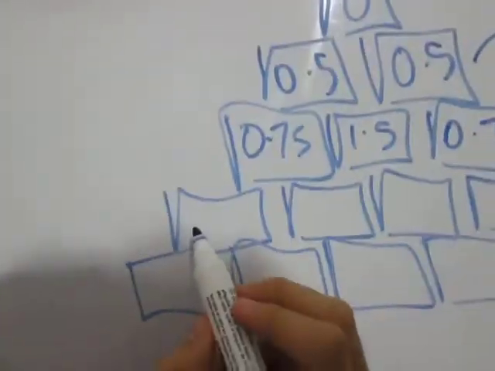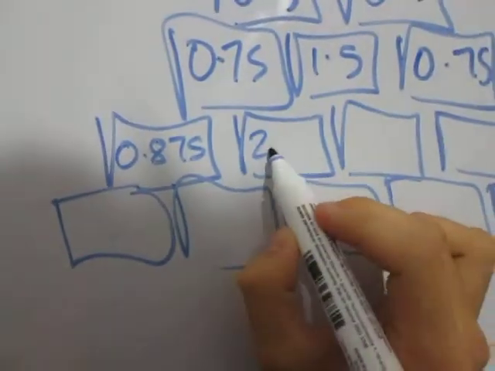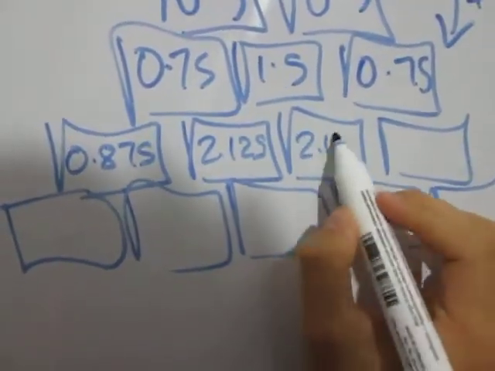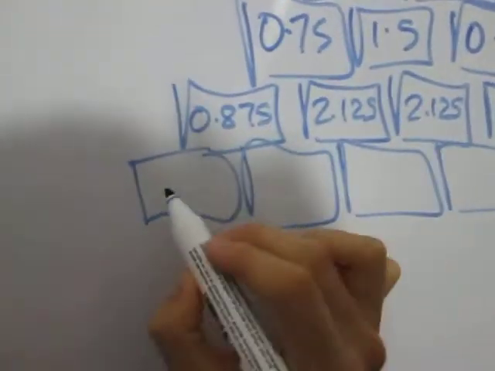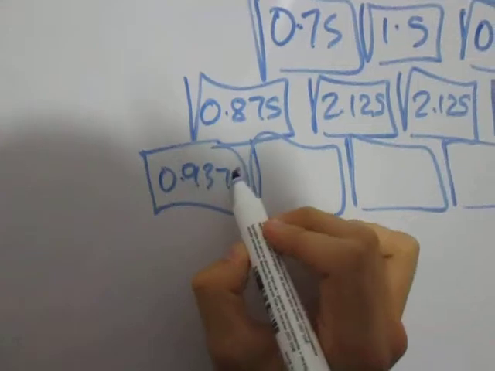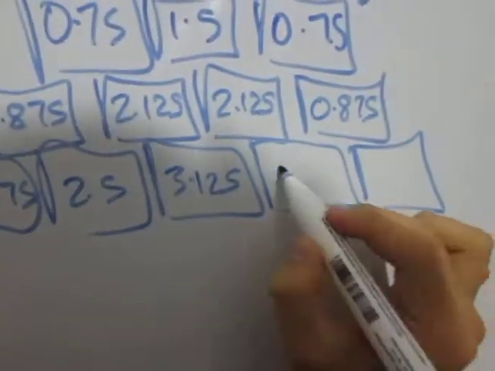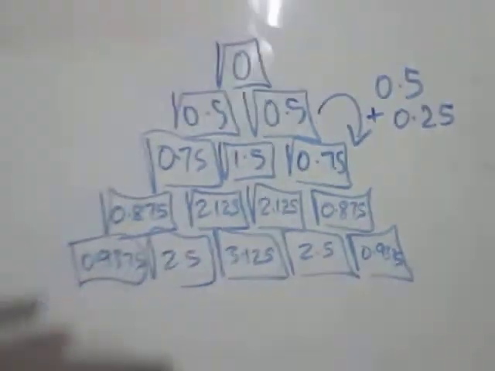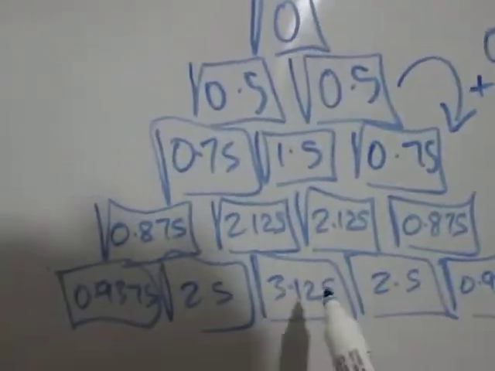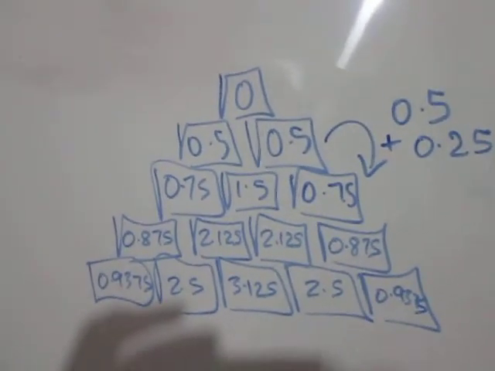And yeah, so I'll continue for the next 2 layers. I calculated them before, but I'll just write them in now. 3.125, 2.125, 0.875, 0.9375, 2.5, 3.125, 2.5, 0.9375. Yeah, so there it is, how much weight each person takes in the human pyramid, and I thought it was pretty interesting. There's a lot of patterns I can see.